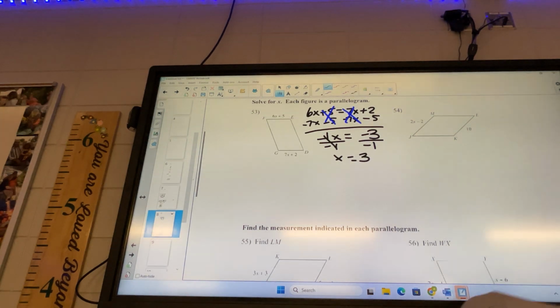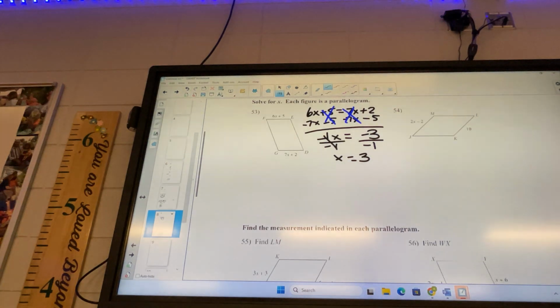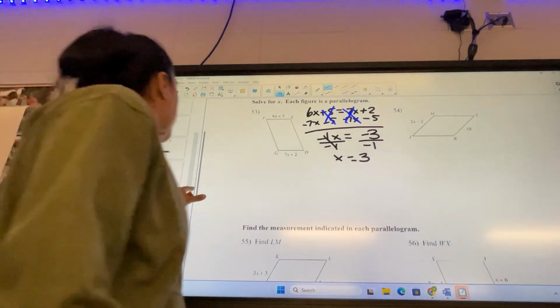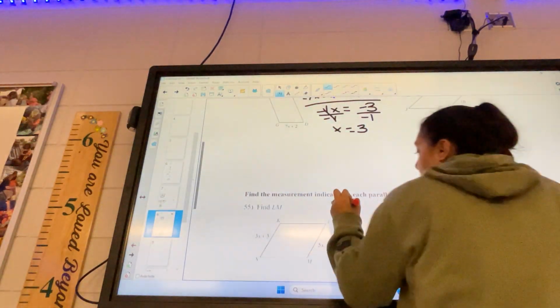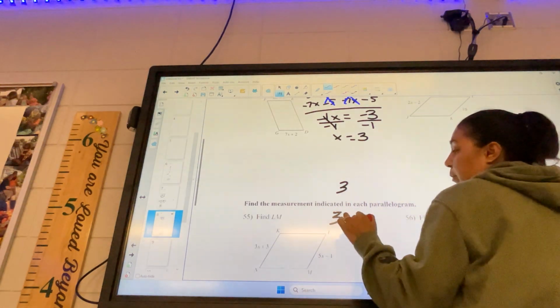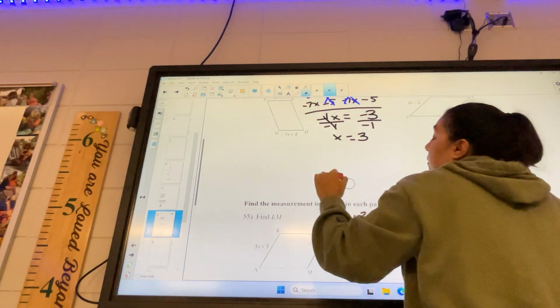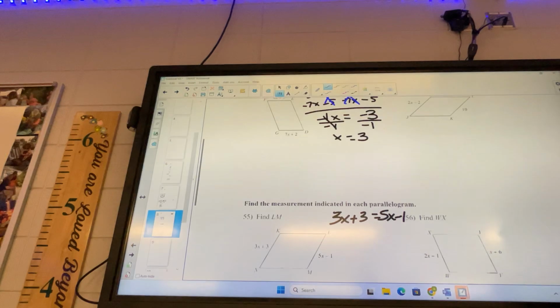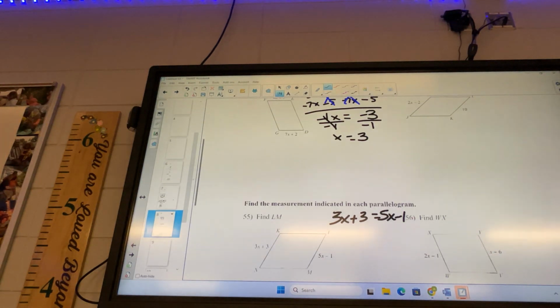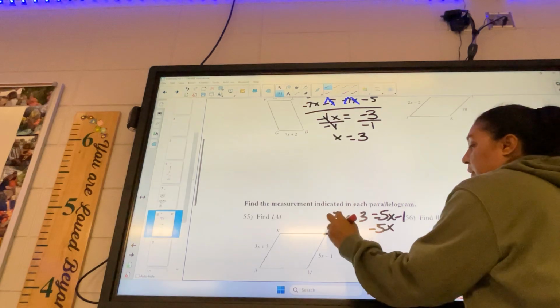We're almost done, okay? Okay, 55, we're going to set them equal to each other. So we're going to say 3x plus 3 equals 5x minus 1. We're going to move our letters to the left and the numbers to the right. Who's getting moved? 5x. Who else? The 3.